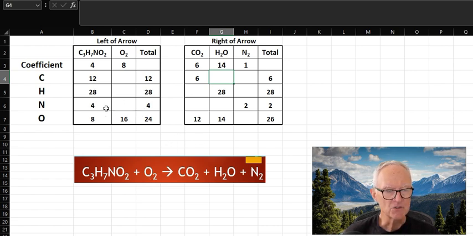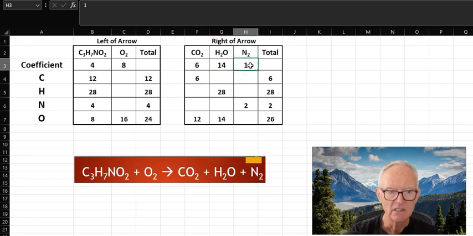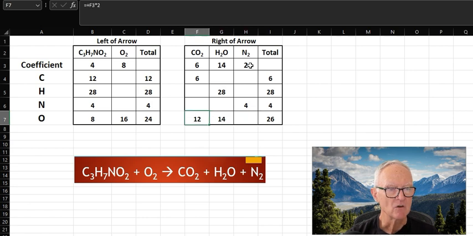Well, nitrogens now have 4 on the left, but we can easily correct that by changing the N2 on the right. Change that coefficient to 2. Now hydrogens are in balance. Let's see, oxygens, we've got 24 and 26. So we can increase O2 up to 9 on the left. That gets our oxygens at 26 on the left and the right.